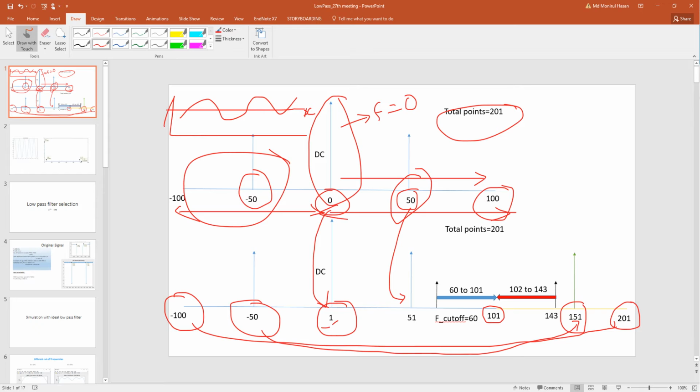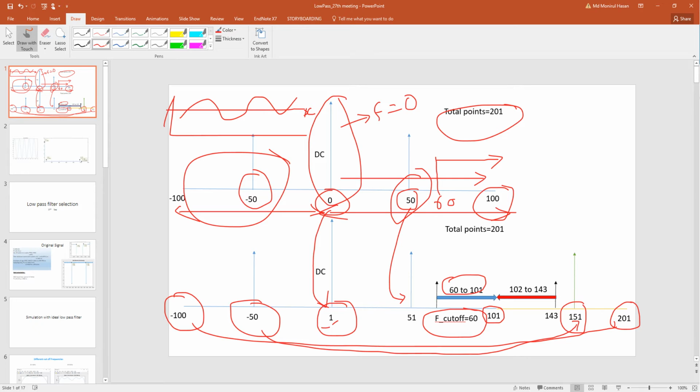Now say for example we want to remove some of the signal, say we use a low pass filter, and the cutoff frequency of the low pass filter is, say for example, 60. So say, if you want to remove above 60, if you consider only the positive part, say this is the 60 point here, and we will remove from here all other frequencies. So here actually we are removing from 60 to 101 points.